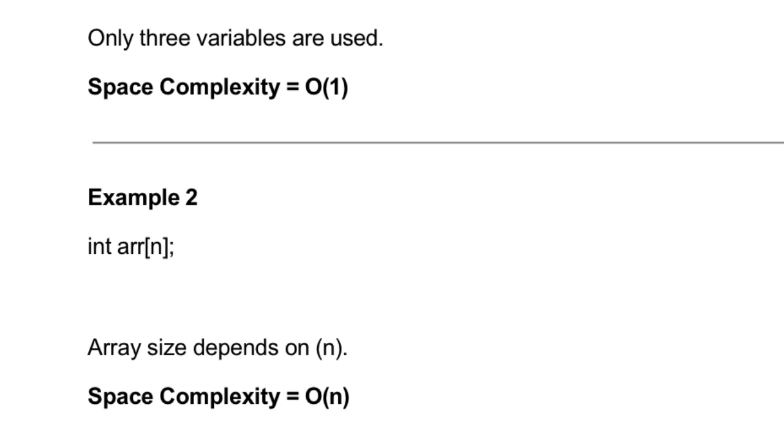What is space complexity? Space complexity means how much memory an algorithm requires during the execution. We also have a space complexity formula: space complexity equals fixed part plus variable part. We already discussed two examples, the int a, b, sum example and the int array of n example.